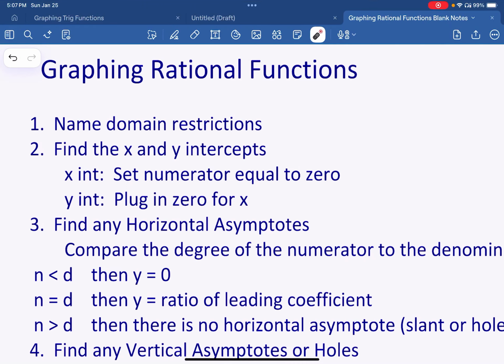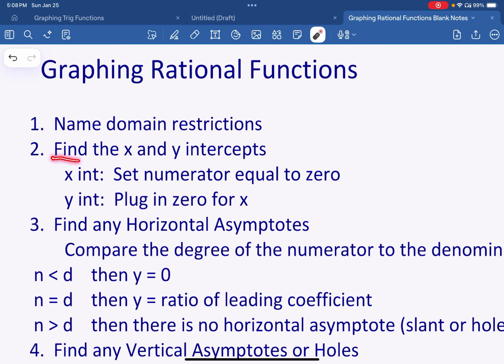Hello everyone. In this video, we are going to talk about graphing rational functions. Before we begin, I made a list of things that will help us as we go through and we graph. So first of all, whenever you graph rational functions, it always helps to name the domain restrictions, figure out what x cannot be, and that's going to tell us a little bit about the graph.